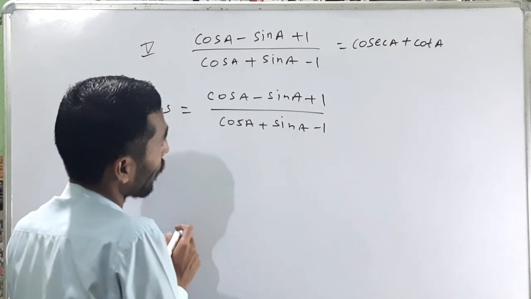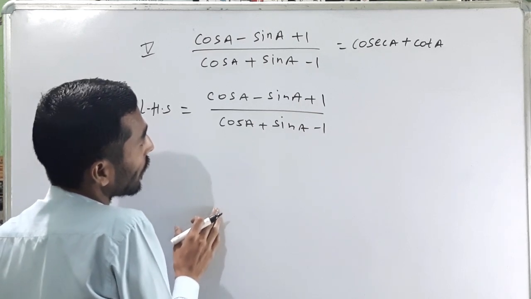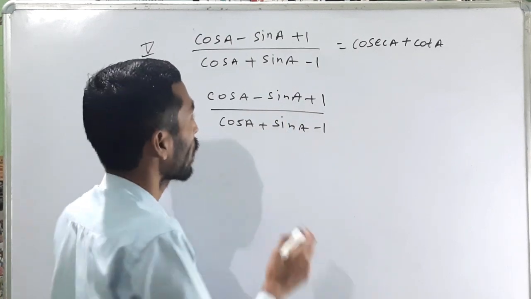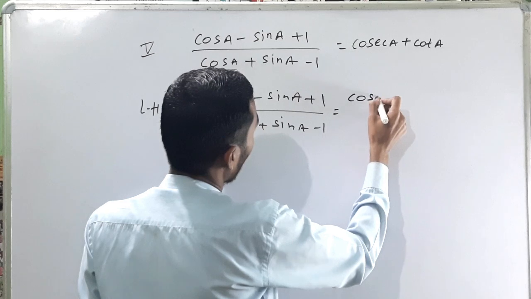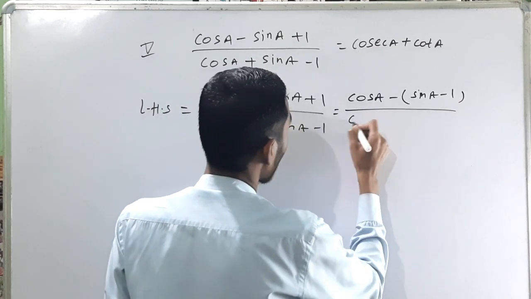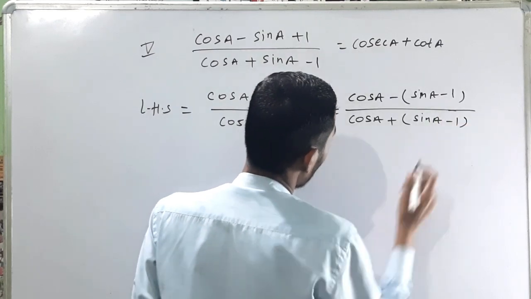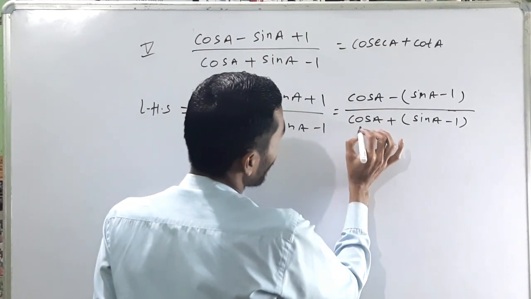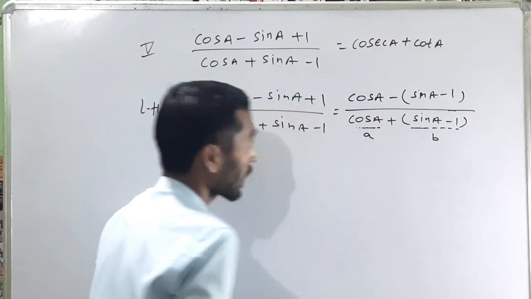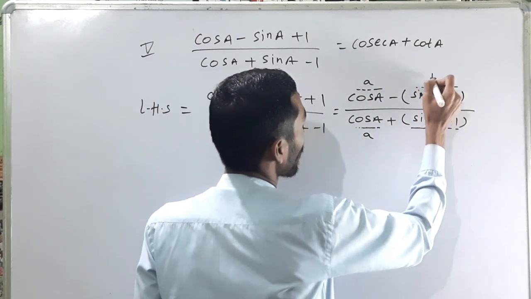So you can see here, if you take common in the numerator, in the second and third term I'll take minus as a common. So we'll see here cos A minus sin A minus 1 by cos A plus sin A minus 1. Okay, so this is A and this is B. In the same way, this is A and this is B.